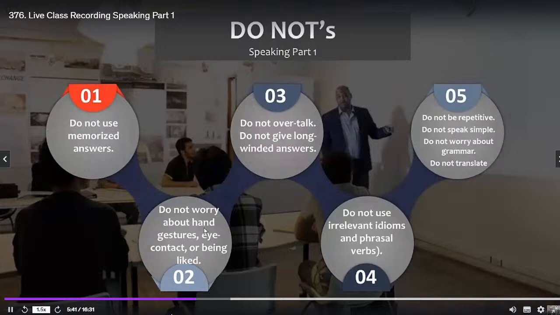Hand gestures. Somebody asked me earlier about hand gestures. They don't take away from your score. Like if you're using your hands when you're speaking, it doesn't take away from your score. But you have to be very careful that you're not using your hands to substitute for words or substitute for language, because that's what they're grading, your language.